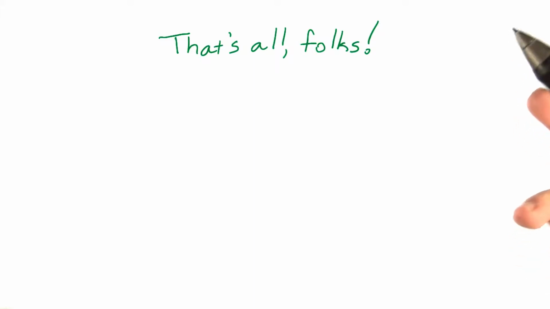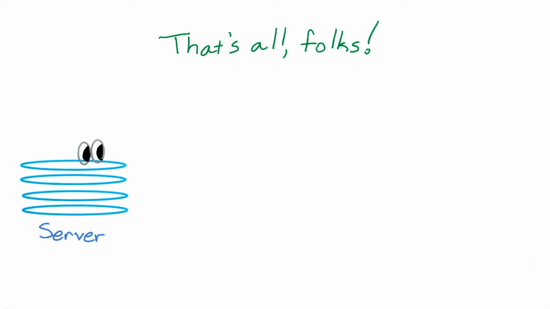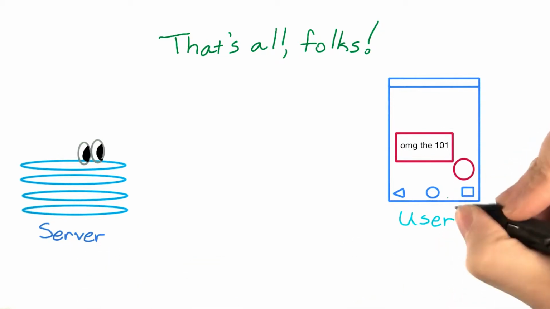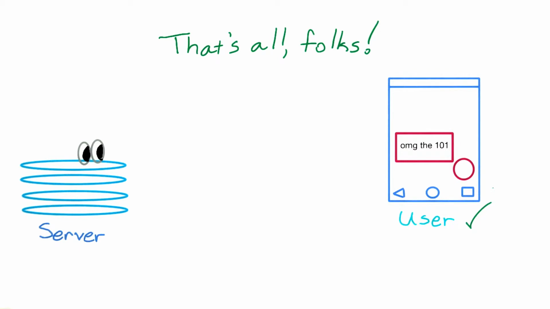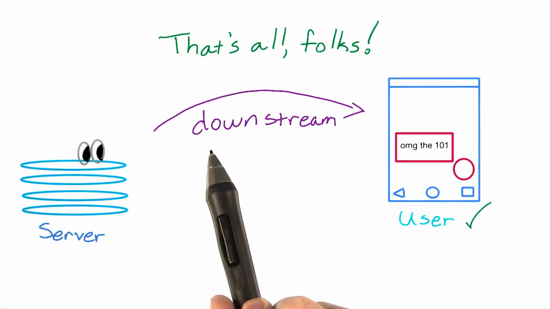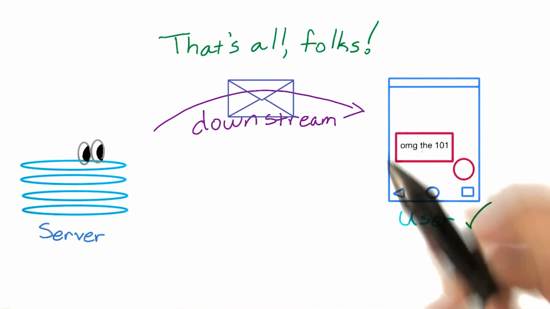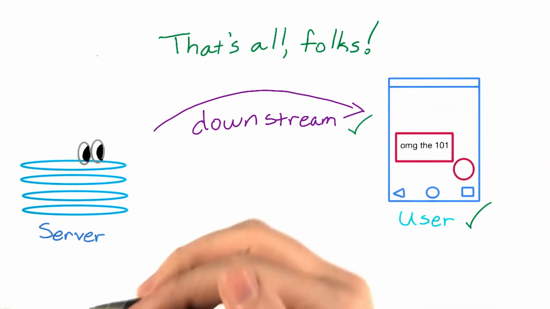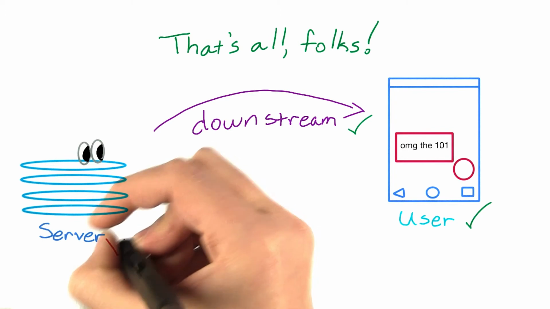So, to review everybody, we have a server that wants to communicate with a device. You already know how to create an Android app. You're learning that now, obviously. And we just covered downstream messaging, where the server sends messages to the device. So we're good there. But you probably want to look into how to build a server at some point, because I didn't teach you that.